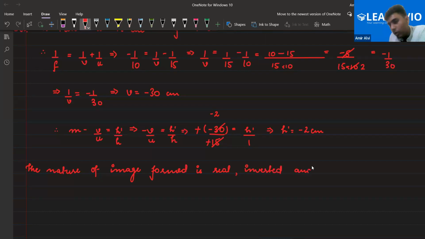and enlarged. The object was 1 centimeter, but the image is 2 centimeter. If you ignore the negative sign, the height of the image is greater than the object, so it is enlarged. Okay.